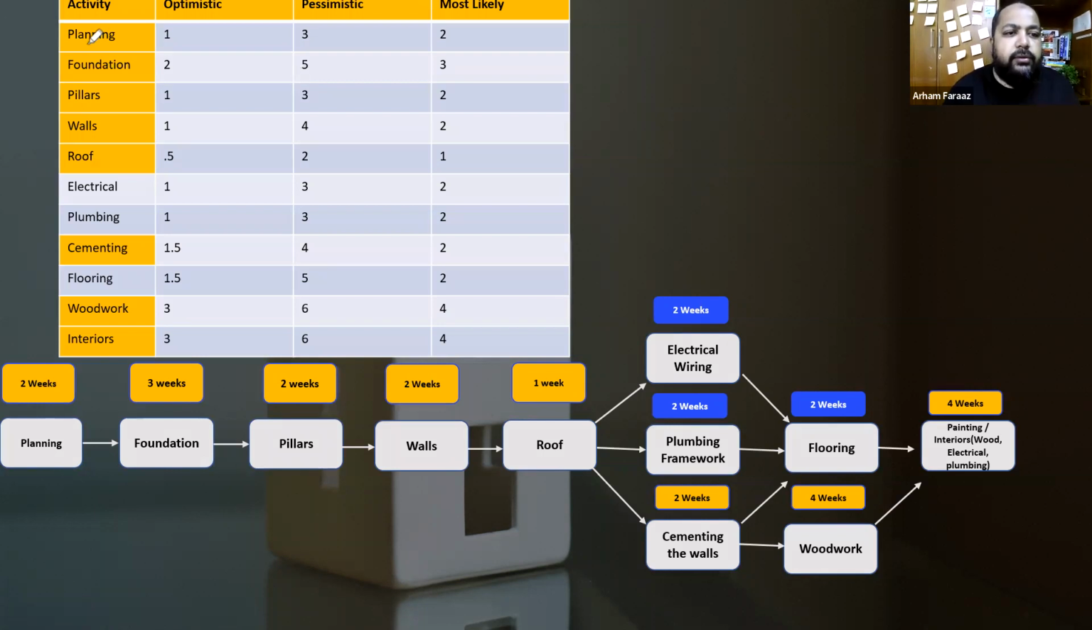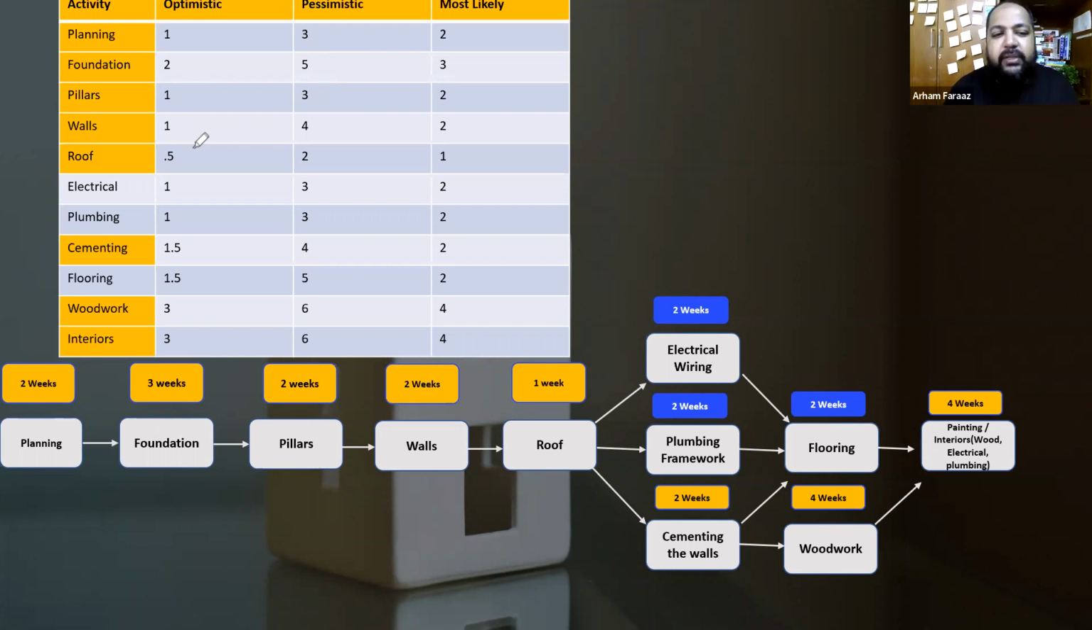Okay, so the foundation: I've put optimistic as 2 weeks, because it was a 3-week estimate initially. Pessimistic is 5 weeks. We are assuming there could be some rains, so the worst case is 5 weeks to finish the foundation. Similarly, pillars: optimistic 1 week, pessimistic 3 weeks.